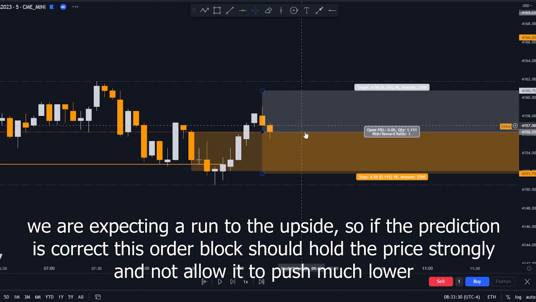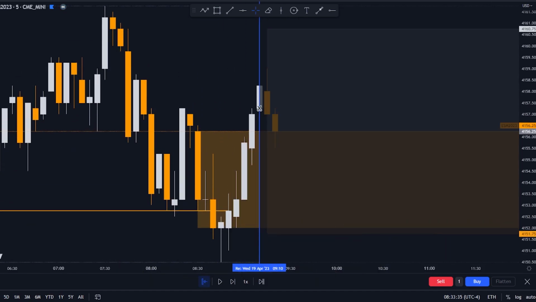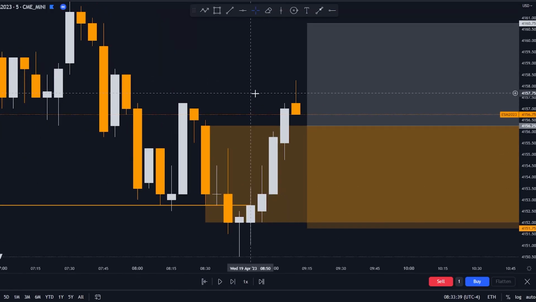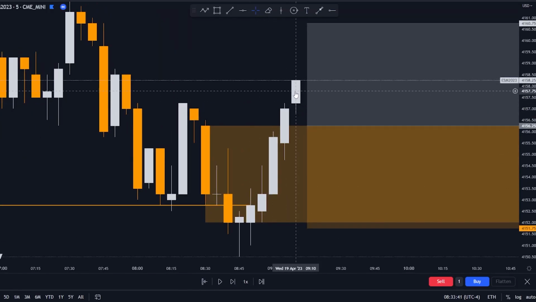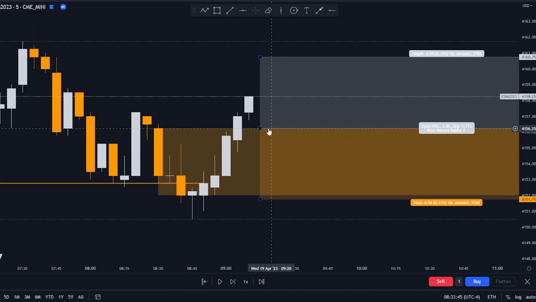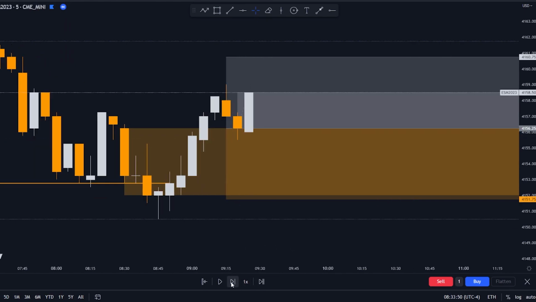So let's go to the lower time frame, and right here you would basically wait for this break, and then you would put your fill or limit order here. So you can see it's getting filled.